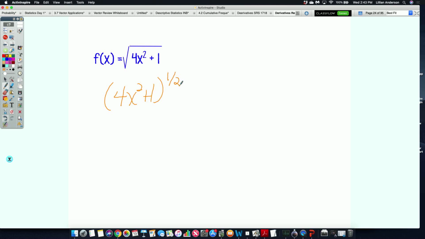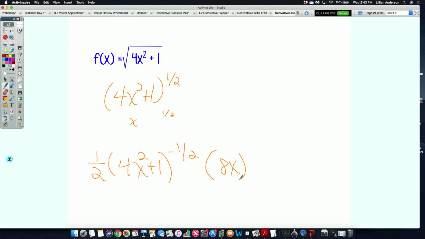So your outside function is basically x to the 1/2. Your inside function is 4x squared plus 1. So what's the derivative of x to the 1/2? It's 1 over 2 square root of x, which we can simplify there. But I don't write an x. What do I write instead? 4x squared plus 1. Then you multiply this by 8x, the derivative of the inside.